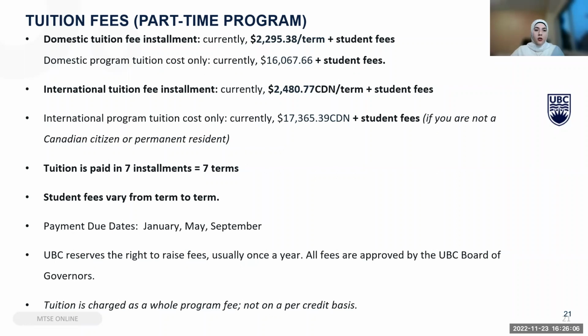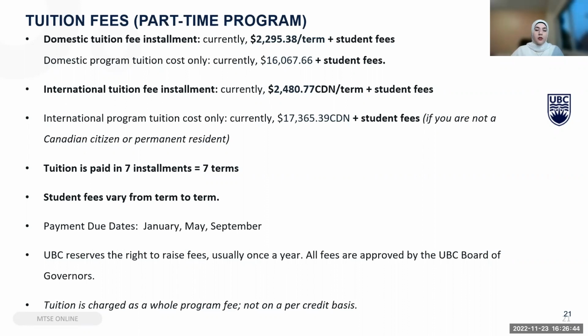International tuition fee installment currently at $2,480 per term plus student fees. International program tuition cost only currently at $17,365 and some change plus student fees. Tuition is paid in 7 installments, which means 7 terms. Students' fees vary from term to term. Payments are due in January, May, and September.